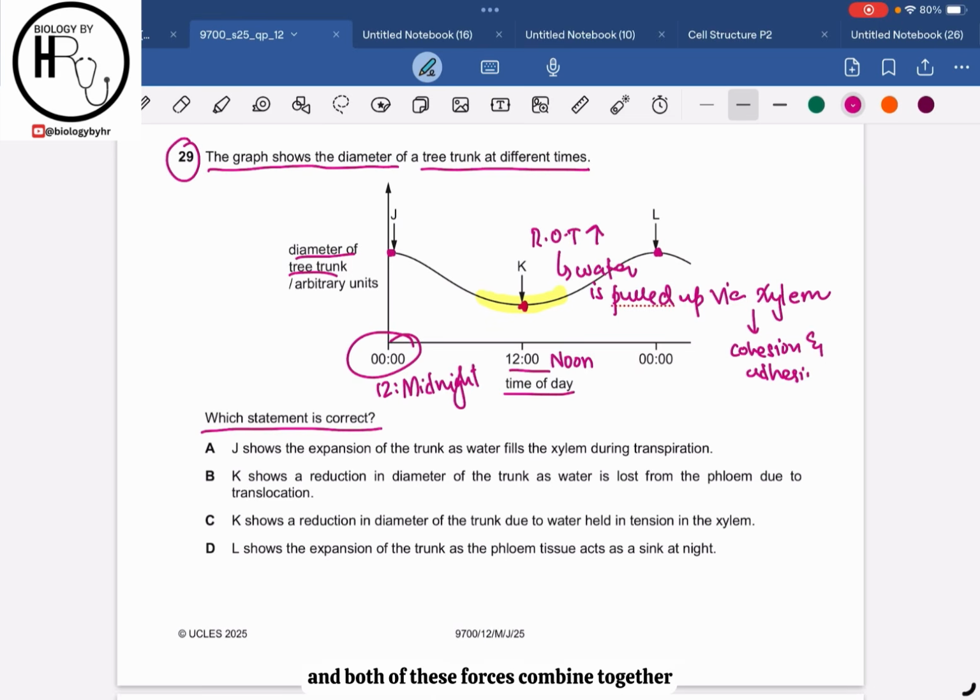And both of these forces combine together to create a tension force within the xylem vessel, and because of this tension force generated by the water in the xylem vessel, it causes the xylem vessel and the surrounding trunk to shrink slightly in size. Hence the trunk diameter also reduces because xylem vessels are in the trunk, right? So the xylem vessel and the surrounding tissue will shrink slightly and the trunk diameter will be reduced. And why is it highest at midnight?